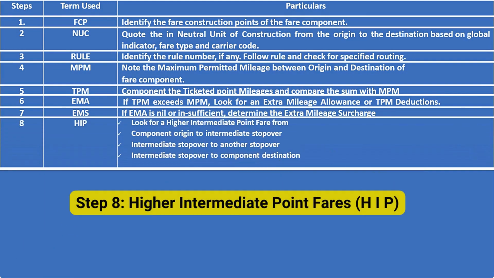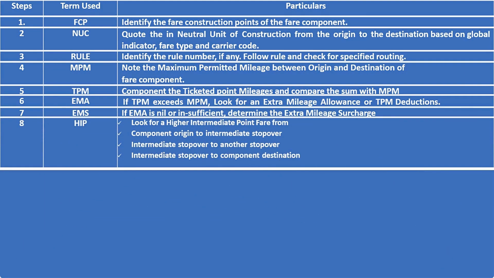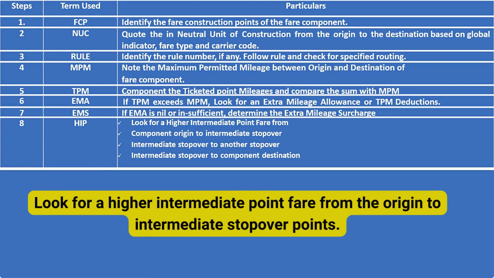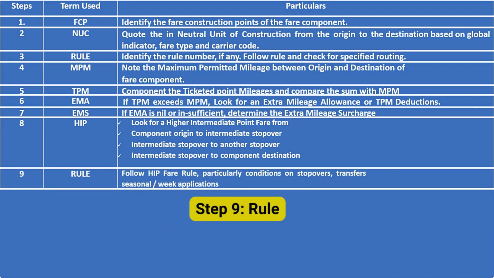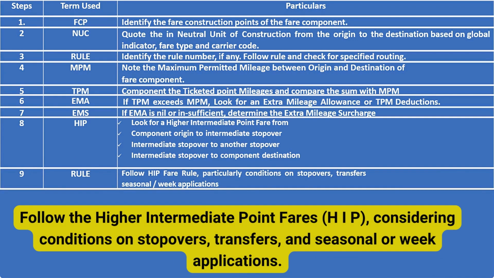Step 8. Higher Intermediate Point Fares, HIP. Look for a higher intermediate point fare from the origin to intermediate stopover points. The higher intermediate point, HIP, check ensures that the fare in neutral unit of construction, NUC, from origin to destination is not lower than the fare from or to any intermediate ticketed point in the same component. Step 9. Rule. Follow the higher intermediate point fares, HIP, considering conditions on stopovers, transfers, and seasonal or week applications.